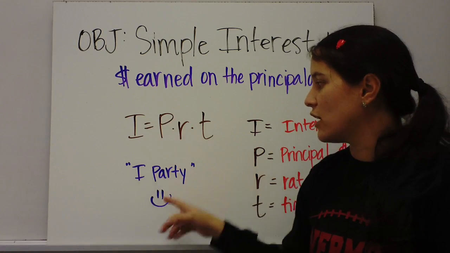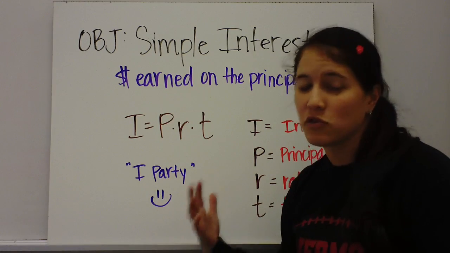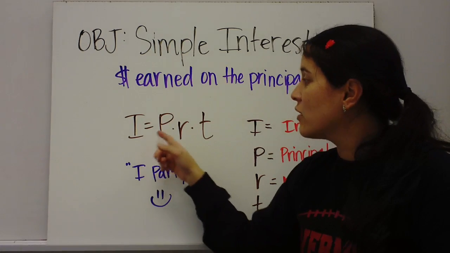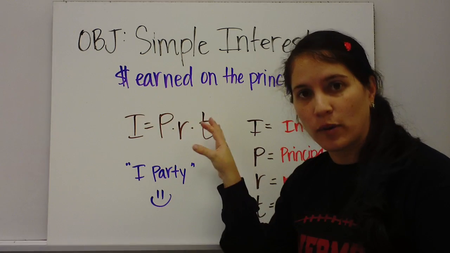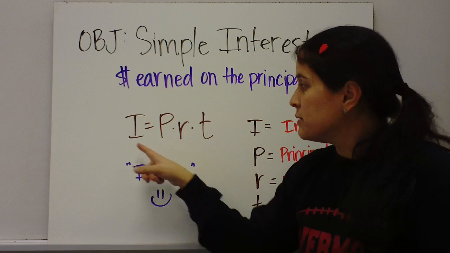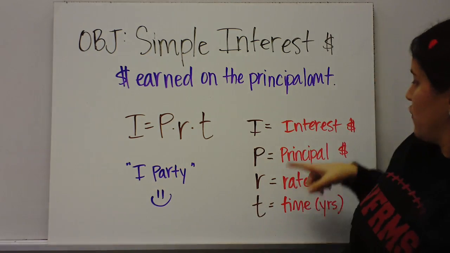I equals PRT, also known as I party. That's what you'll hear. I'll say I party. I equals PRT. So I'll explain this formula, and then we'll do some examples. I stands for interest.